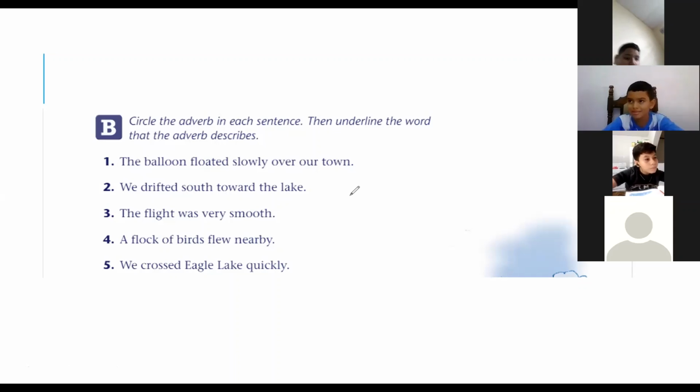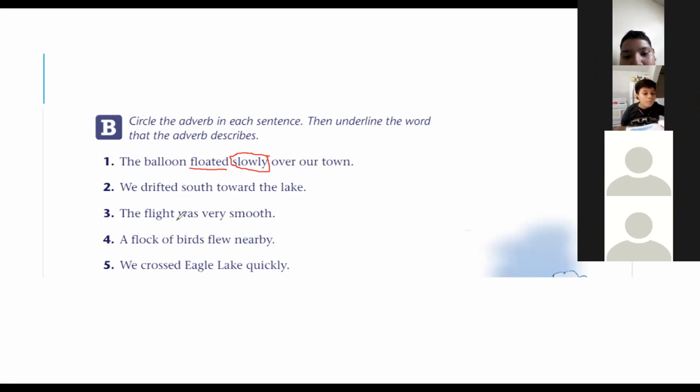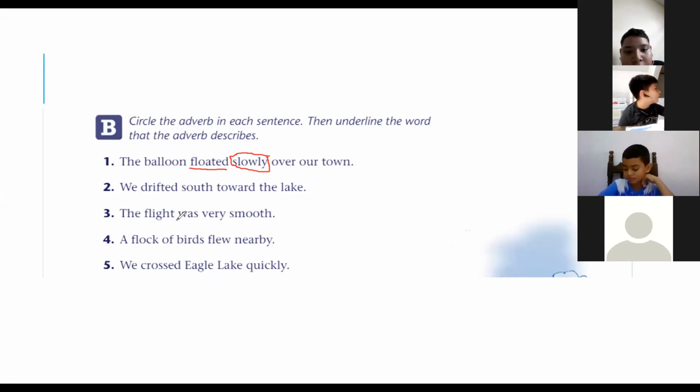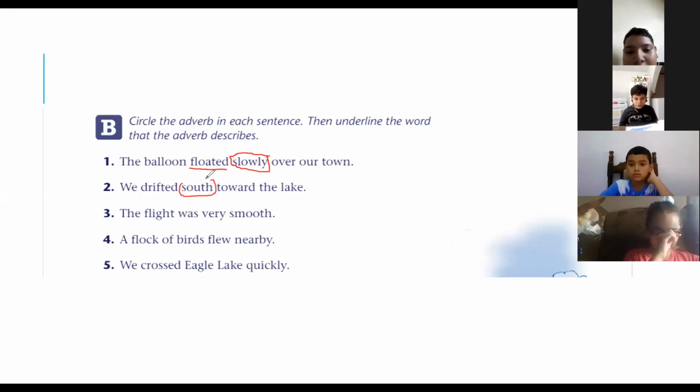Which one do you think is the adverb? Slowly. Yes. Okay, so slowly. And what word does it describe? Floated. Yes, so you underline floated. For number 2, we drifted south toward the lake. The adverb is south. Yes, south. And the word it describes is drifted.